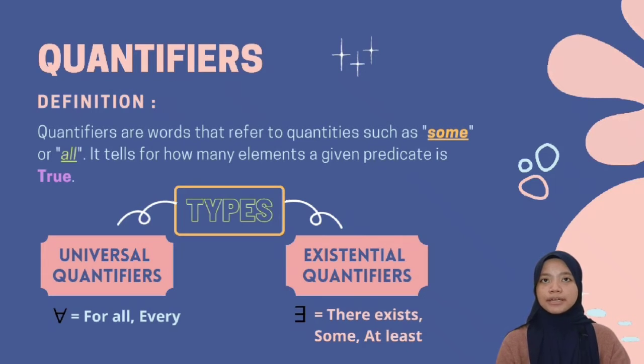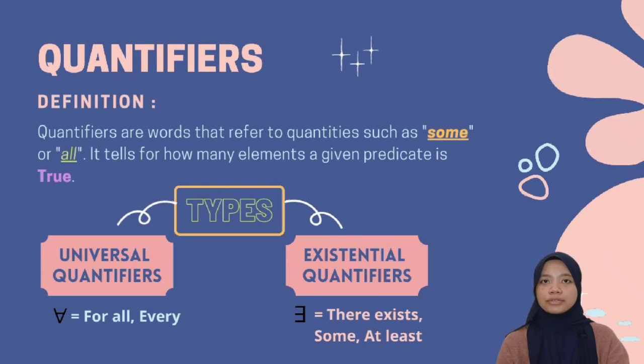Assalamualaikum. In this part, I will present to you all about quantifiers. What are quantifiers? Quantifiers are words that refer to quantities such as some or all. It tells for how many elements a given predicate is true. There are two types of quantifiers. The first type is universal quantifiers and the second type is existential quantifiers.